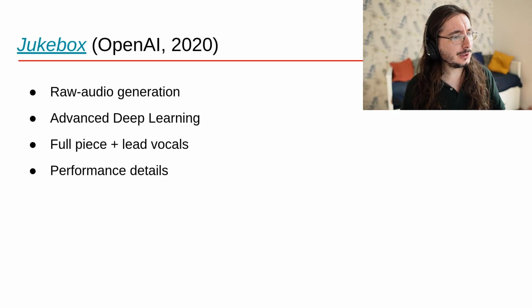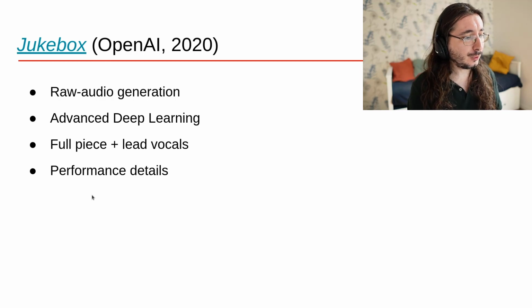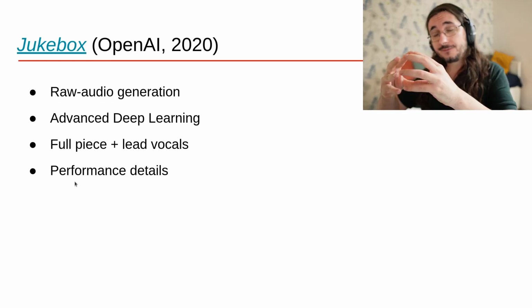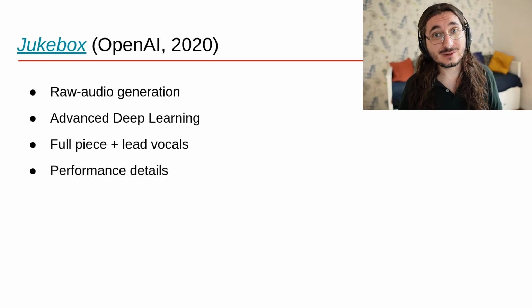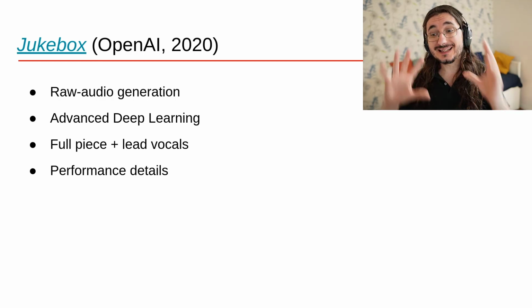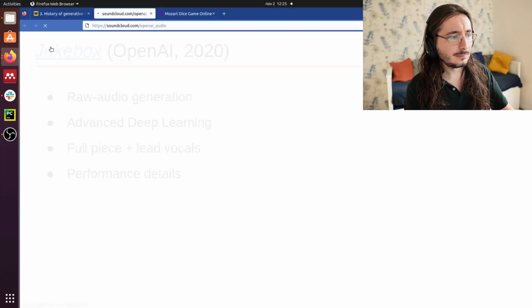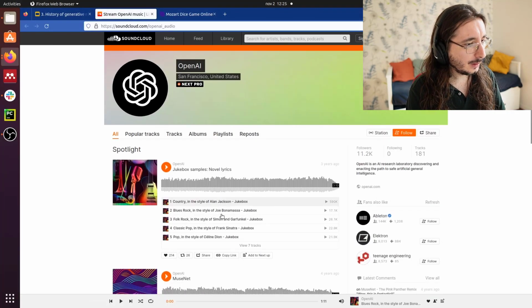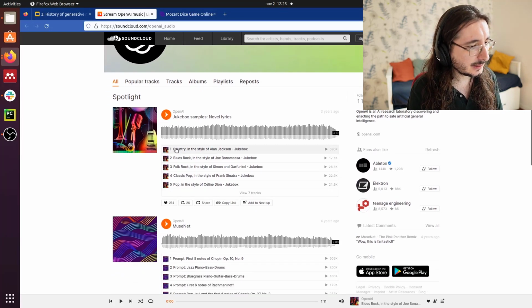Now, Jukebox used advanced deep learning. This model is able to generate a full piece of music, also with lead vocals in it. And it's quite impressive, the result. And of course, given you have a full waveform as an output, there's a lot of performance details that get embedded. And as I said, this was a turning point for the history of generative music. Let me show you an example. Okay, so here we have Jukebox SoundCloud. Let's listen to this.